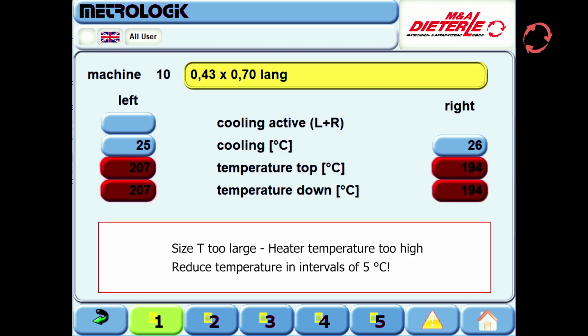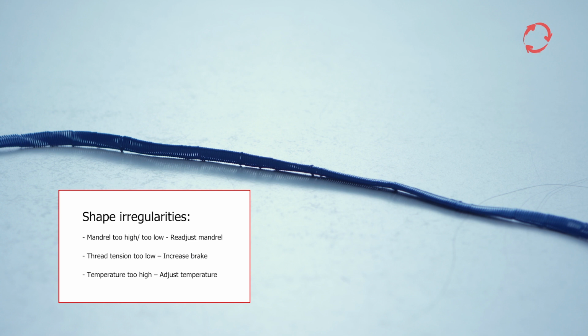Size T too large: heater temperature too high. Reduce process parameter temperature above or below in intervals of 5 degrees centigrade. Size T too small: heater temperature too low. Increase process parameter temperature above or below in intervals of 5 degrees centigrade. Spiral shape irregularities: mandrel not properly positioned, too high or too low. Readjust mandrel. Thread tension too low: increase process parameter brake. Temperature too high: adjust process parameter temperature above or below properly.